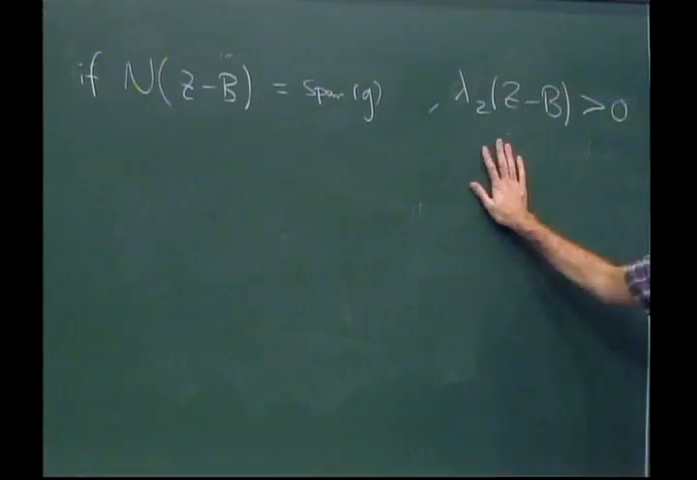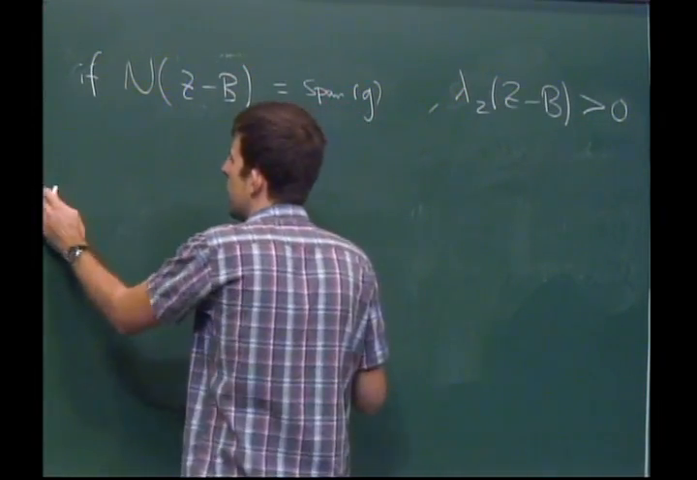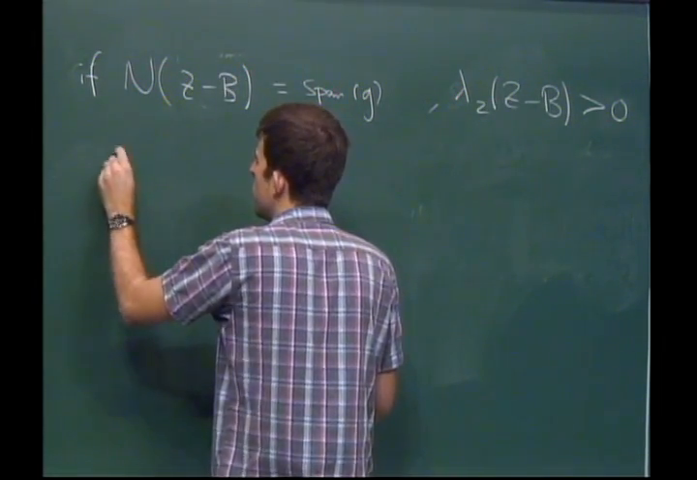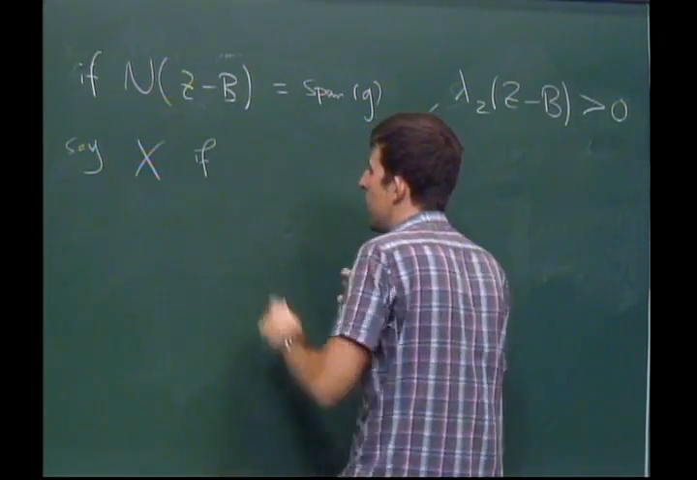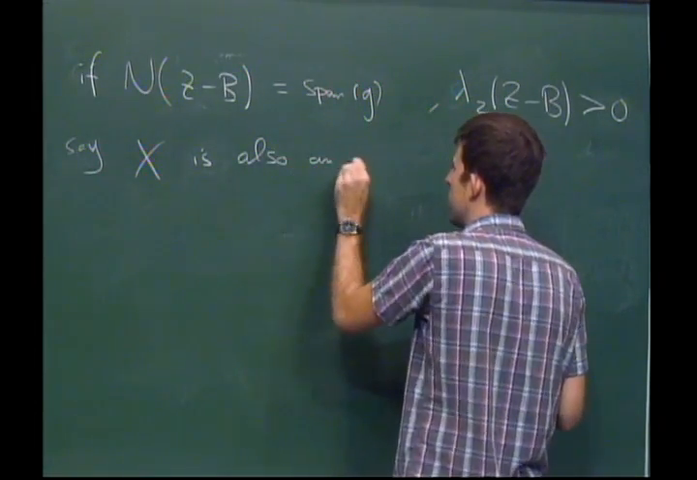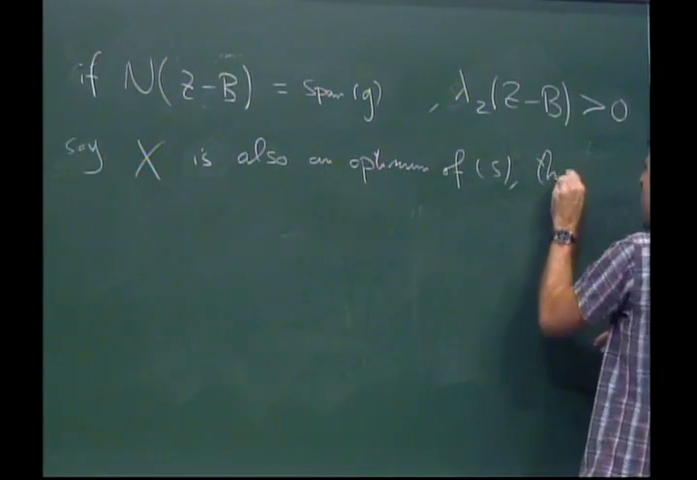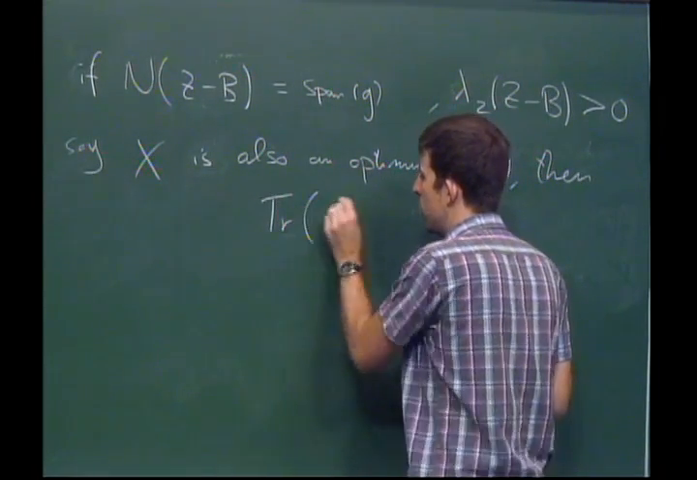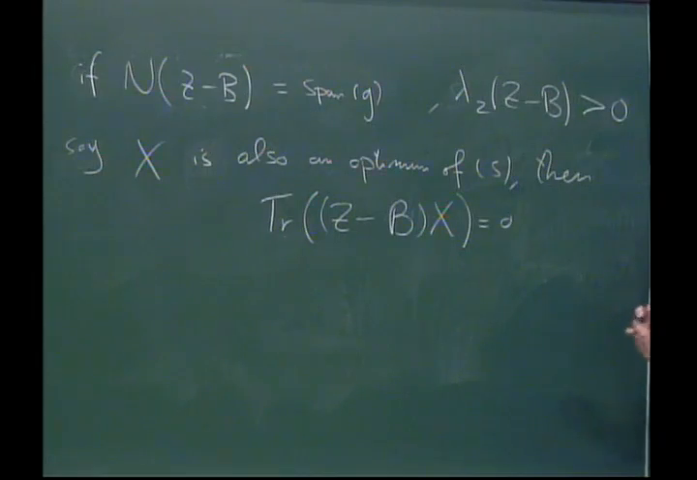Okay, so if this is true, then let's assume that some other matrix X is also an optimum of 5. Then we know for sure that complementary slackness needs to be satisfied. So trace of Z minus B times X needs to be 0.